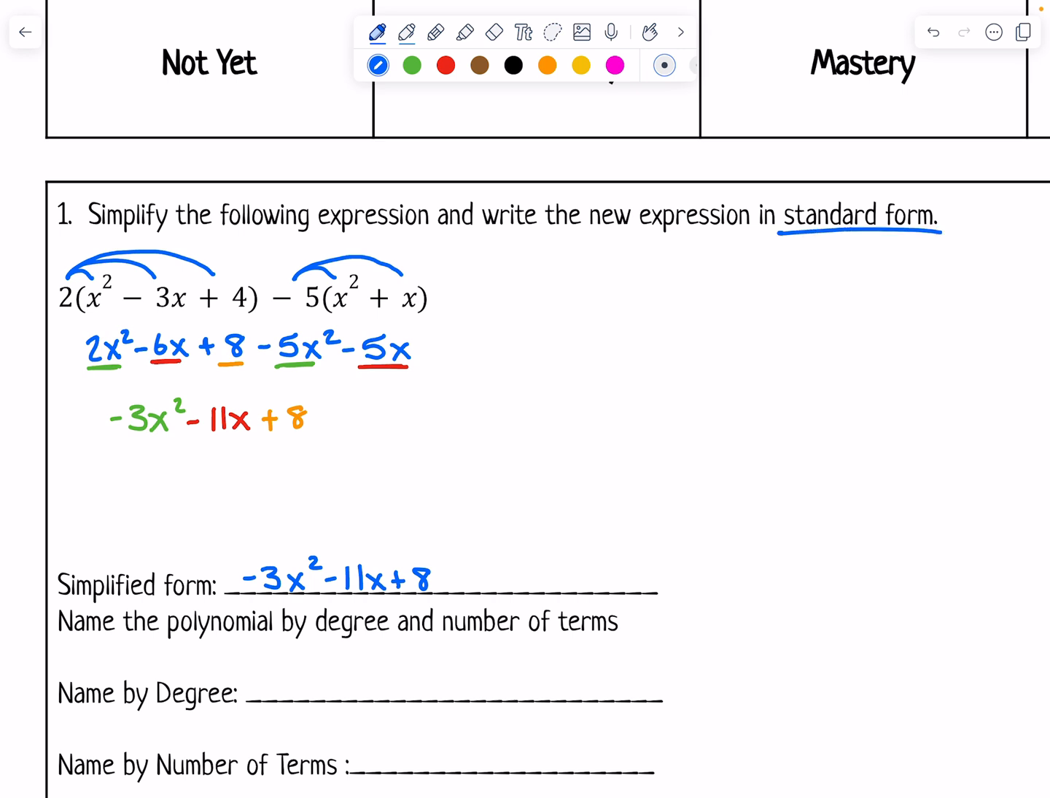So when they ask for standard form, that's always in order of descending exponent value. Notice I wrote the highest exponent first, which is 2. And then the next one would be a 1, which is understood, and then no exponent on the 8. So that's what they mean by standard form. It's in descending order of your exponents.